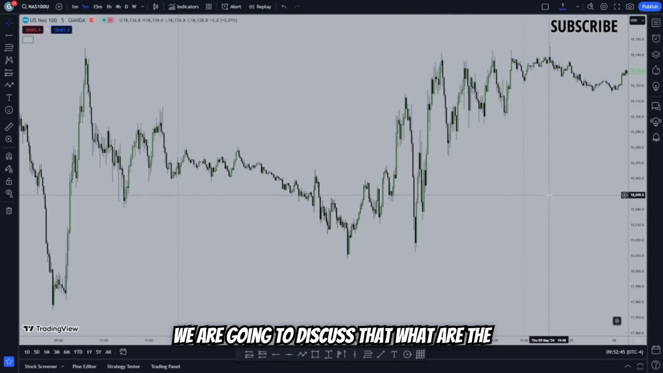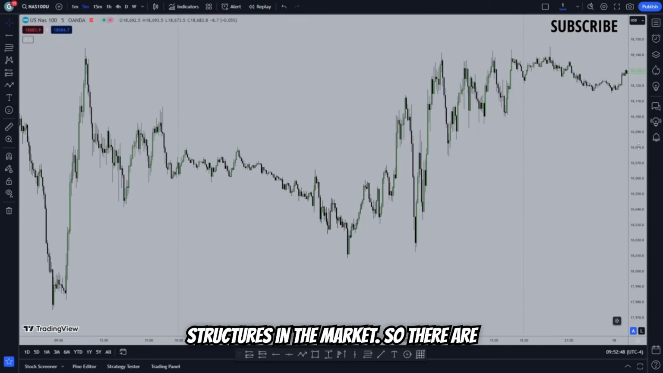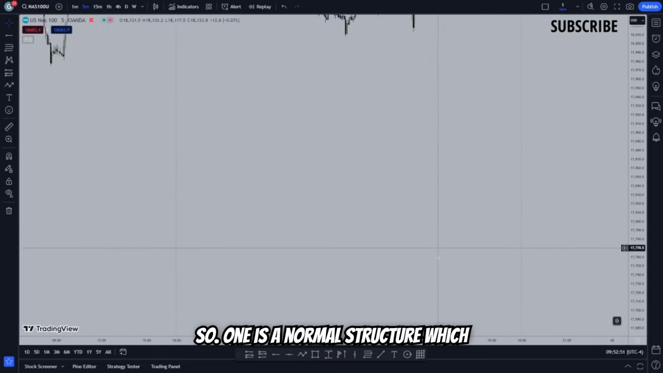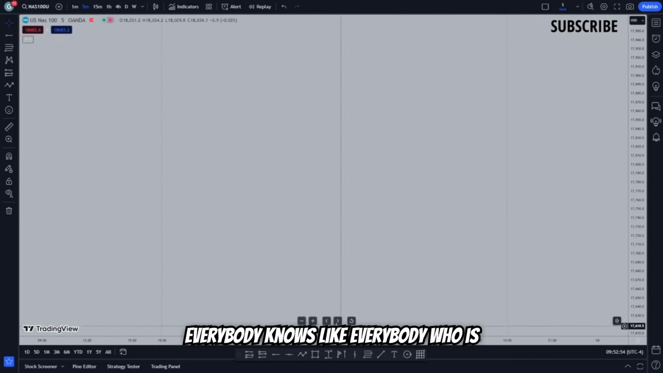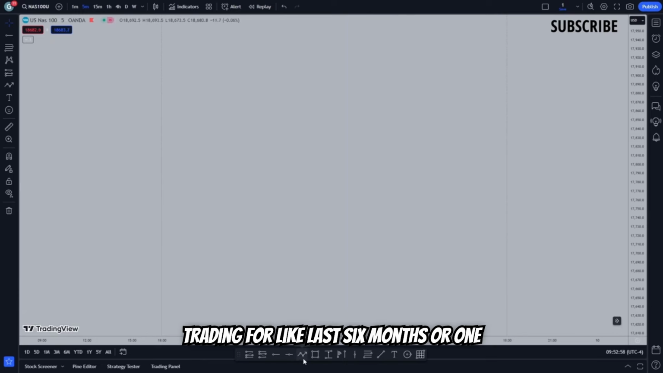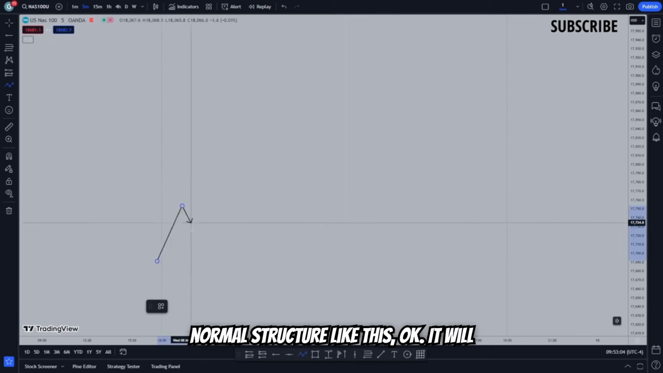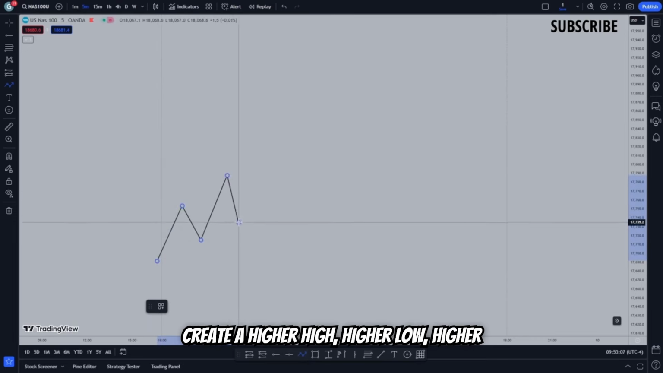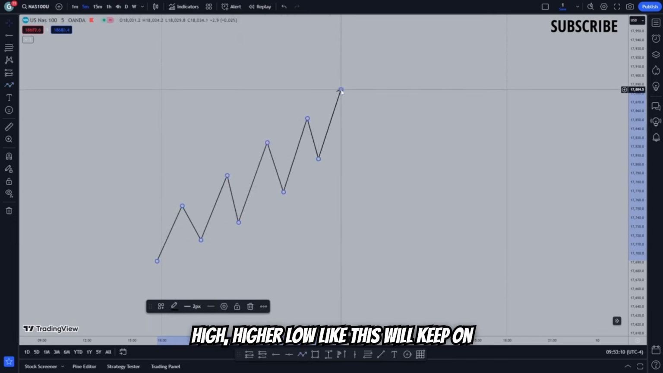So today we are going to discuss what the structures in the market are. There are three types of structures in the market. One is a normal structure, which everybody knows. Anyone who has been trading for the last 6 months or 1 year might know what higher highs and higher lows are. It's a normal structure like this. It will create a higher high, higher low, higher high, higher low, and keep on doing the same thing.